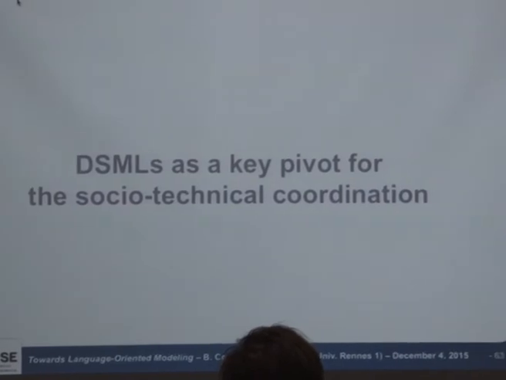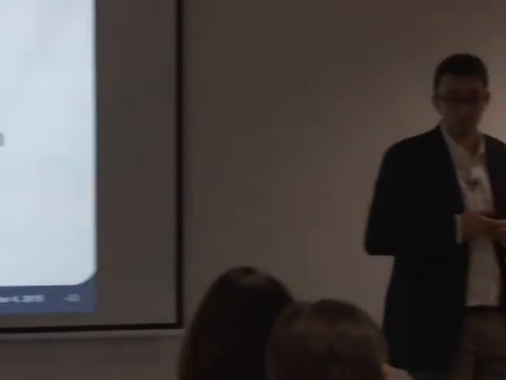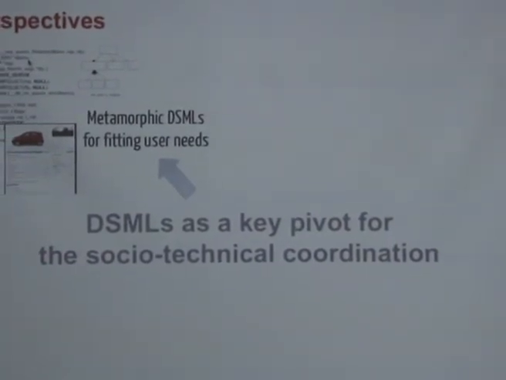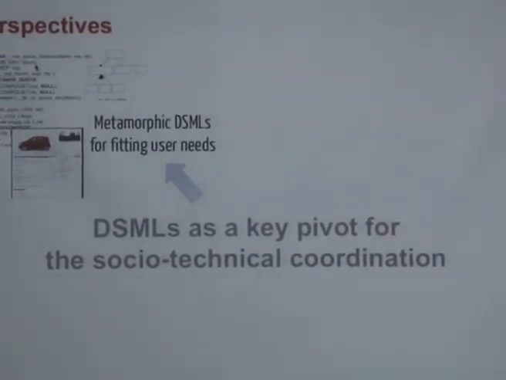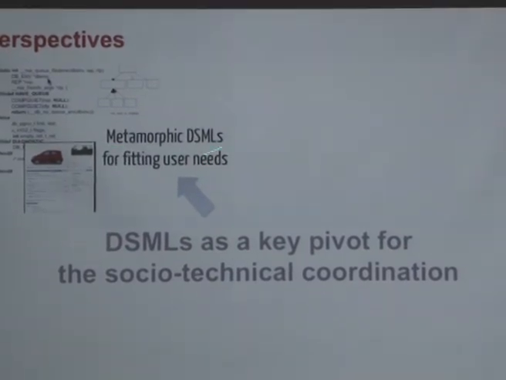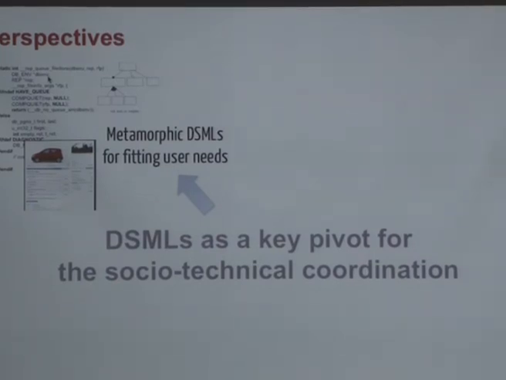The first one is to be able to adapt the language according to the language user needs, which means that according to the task to be realized by a particular stakeholder with this modeling language, we need to provide the proper services on top of the language. This is what we call the metamorphic DSML. So these are DSMLs that can take different forms according to the user of the DSML, for providing the right services to the right stakeholder to address in the right way the task that he has to achieve.